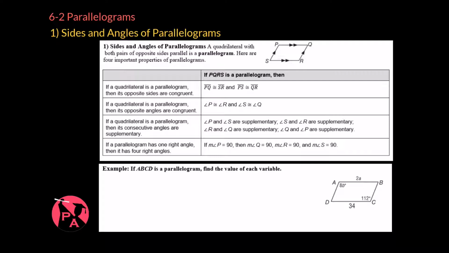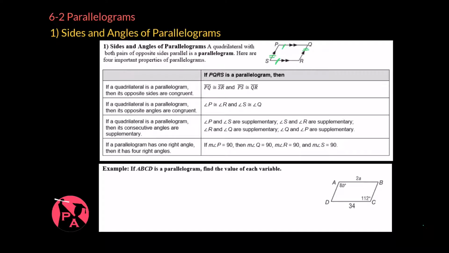Let's see the properties that we have. The first one is opposite sides are congruent. This means opposite sides are PQ. Let's put one line on it and then SR and PS and QR. So we know these measures are going to be the same if we have a parallelogram.